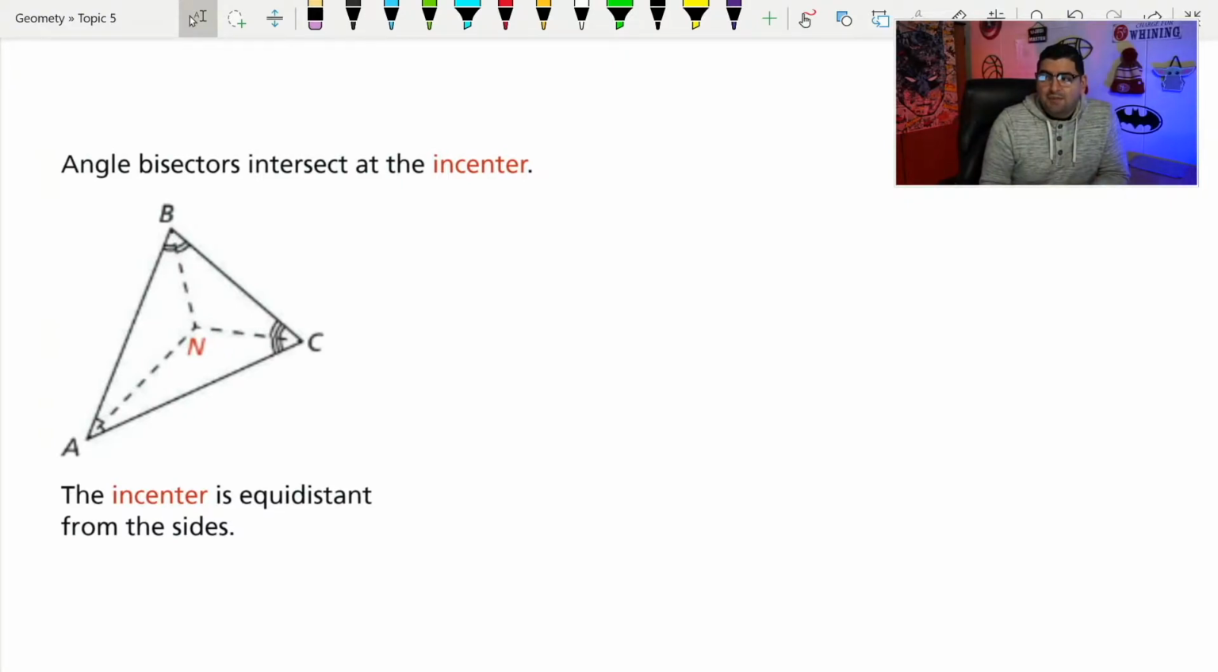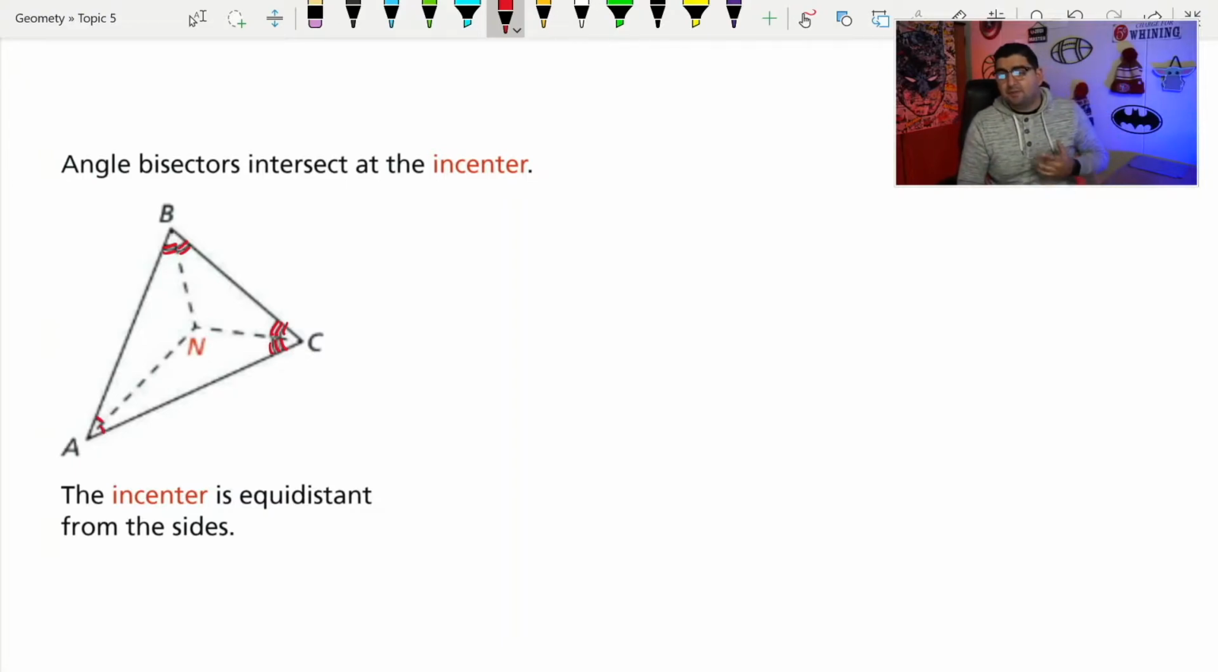So angle bisectors intersect at the incenter. When this happens, we know that all of these angles in the triangle automatically get split in half. So angle A is now split into two equal smaller angles. Angle B in the same way is split into two smaller angles that are equal to each other. And so is angle C.